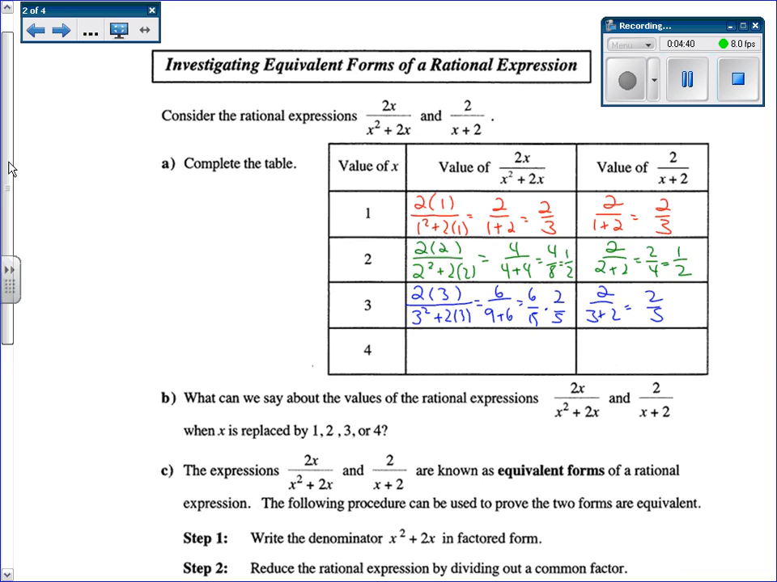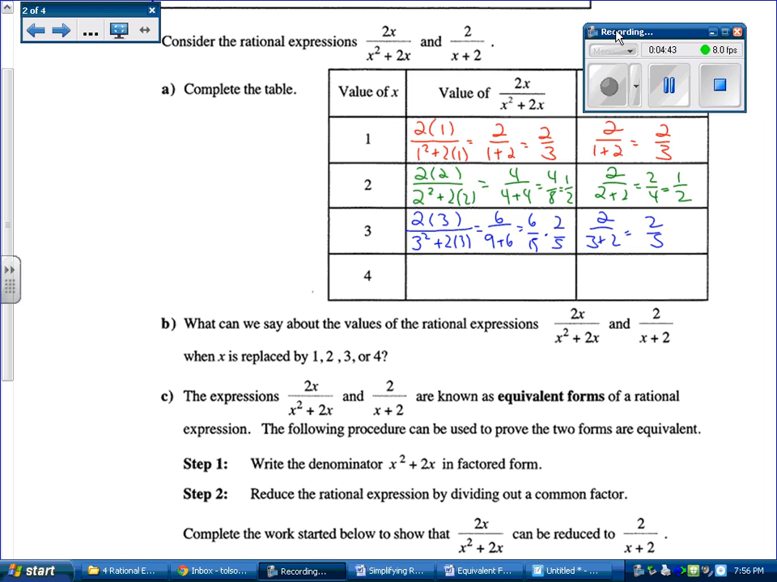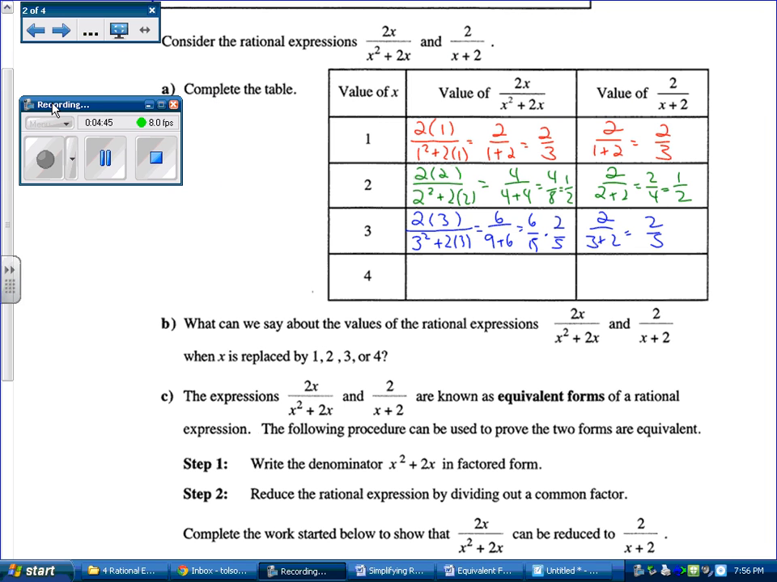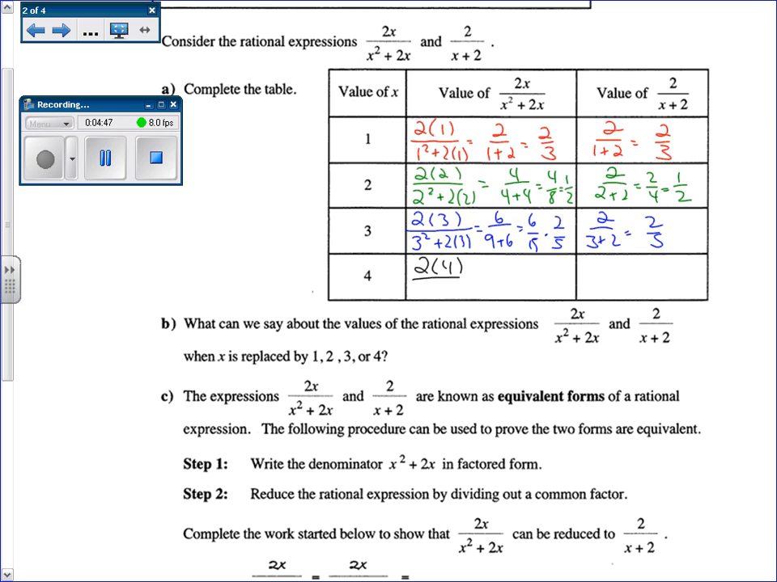And last one, it looks like we have a pattern here. 2 times 4 divided by 4 squared plus 2 times 4 is 8 over 16 plus 8, which is 8 out of 24. So then that becomes 1 over 3. And then this one is 2 over 4 plus 2, or 2 over 6, which is 1 over 3. So we can say that they're the same. They're equivalent. Okay, they are the same.